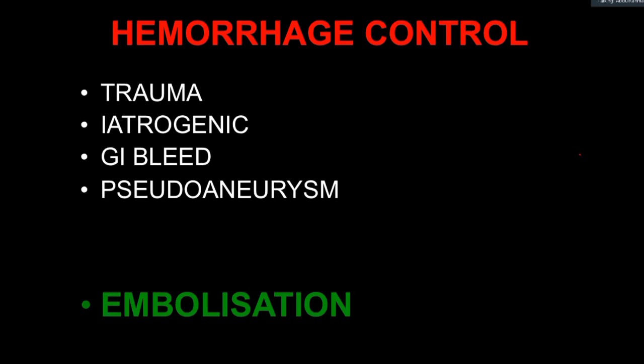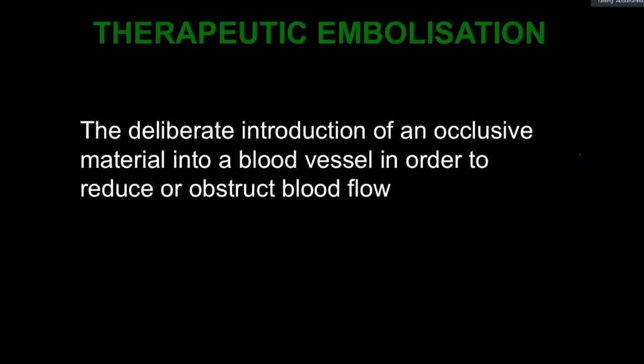So hemorrhage control: one of the roles of interventional radiology is to stop bleeding. These are the four commonest causes of bleeding: GI, trauma-related, iatrogenic, and pseudoaneurysms. And these, by and large, are treated with a procedure called embolization. What is embolization? Again, this is not going to be in your exam, but I'm just trying to make you understand a little bit about vascular interventional radiology while we're here.